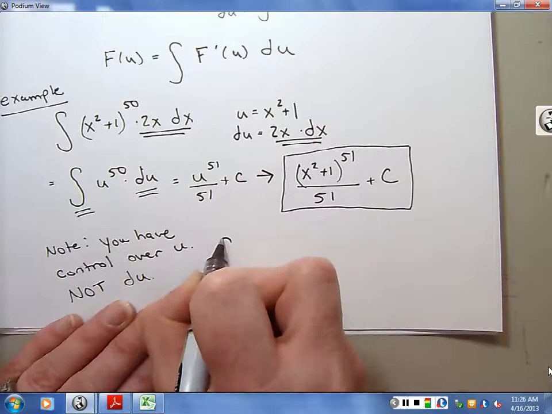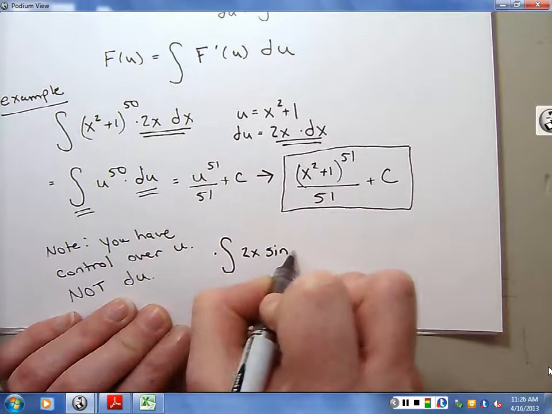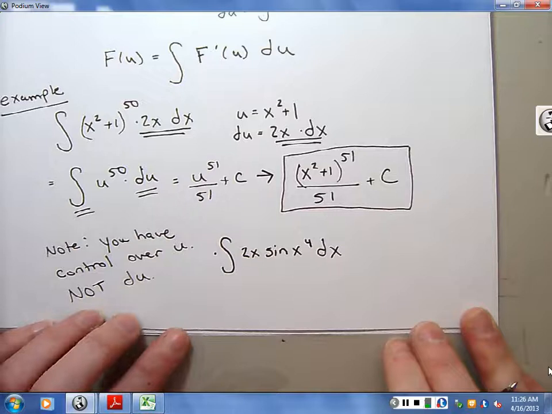So just a comment here. If I want to integrate 2x sine of x to the 4th dx, what would I pick my u to be?